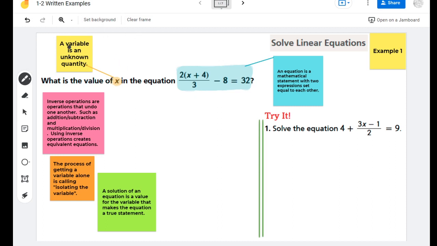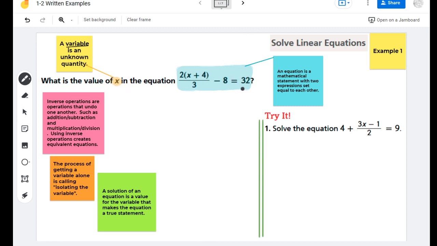All right? So the first thing is one that you've already heard before, I'm sure, and that is the word variable. A variable is an unknown quantity. And in algebra, we tend to show that unknown quantity with the letter X, although it could be any letter, okay? It could be X, it could be Y, it could be S, okay? So a variable is just an unknown value.